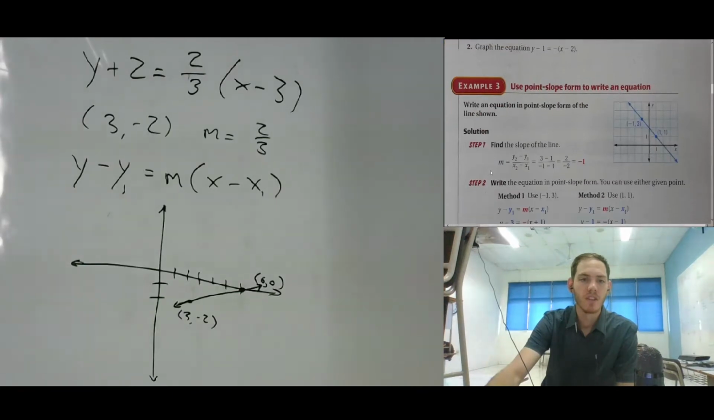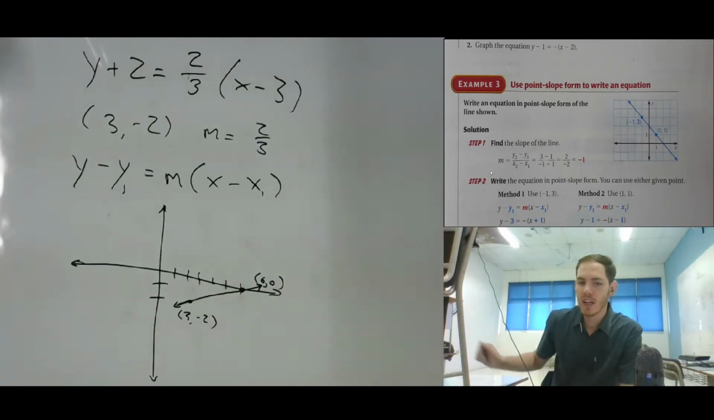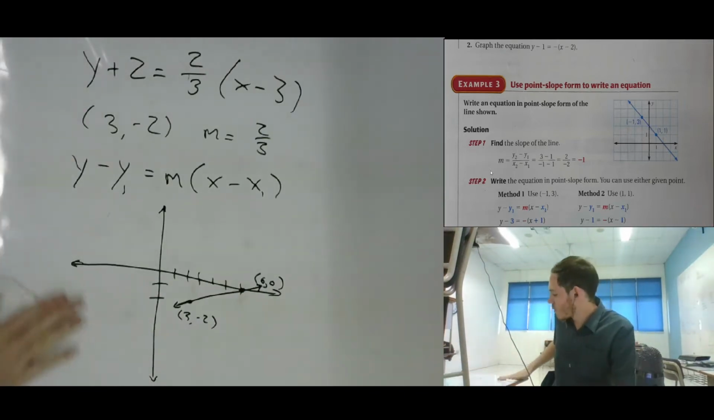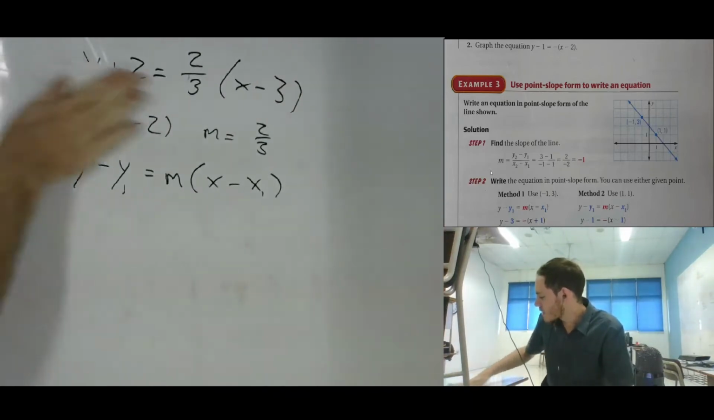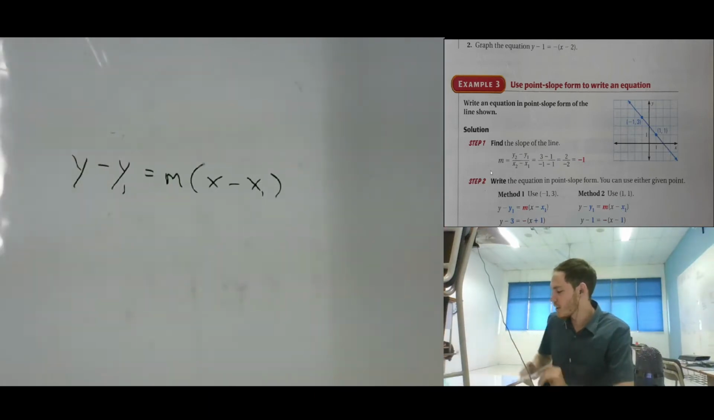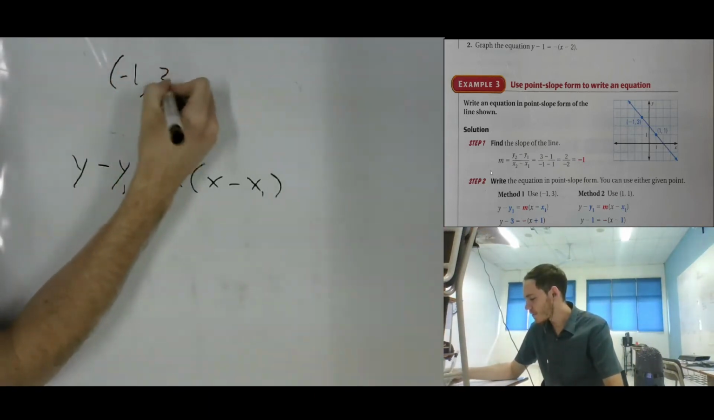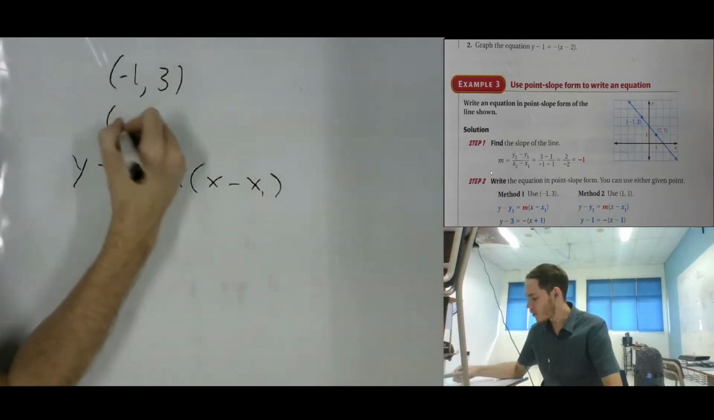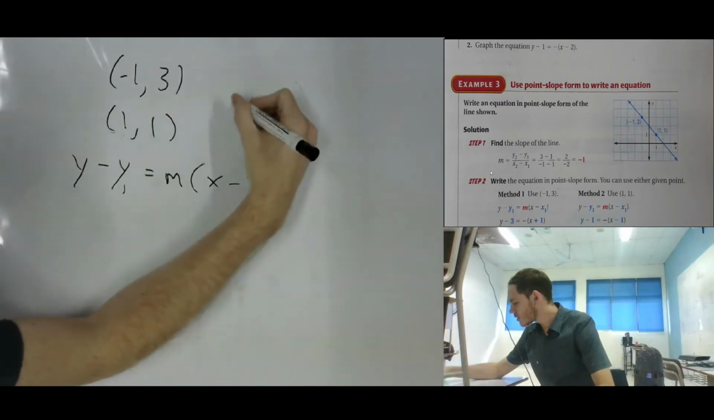Okay, so write down the equation in point slope form for the line shown, okay? So the line shown above, we have 2 points. So what they give us is what we're going to work with. They give us 2 points, so we need to find the slope. They give us the points -1 comma 3 and the point 1 comma 1. So let's find the slope between those two.